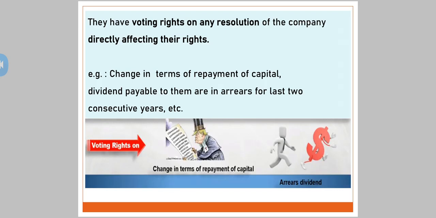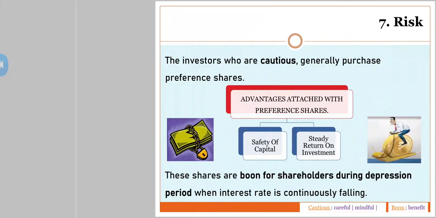Okay. See, what are the examples when they have got the right to vote in the company? Change in terms of repayment of capital. Let's say the company is going to increase the years of redemption, redeemable preference shares. When the company is going to increase the years for redemption, at that time they have got the voting right. When dividend payable to them are in arrears for last 2 years. What do you understand by the word arrears? It's due for the last 2 consecutive years. In those conditions, they have got the right to vote in the company.